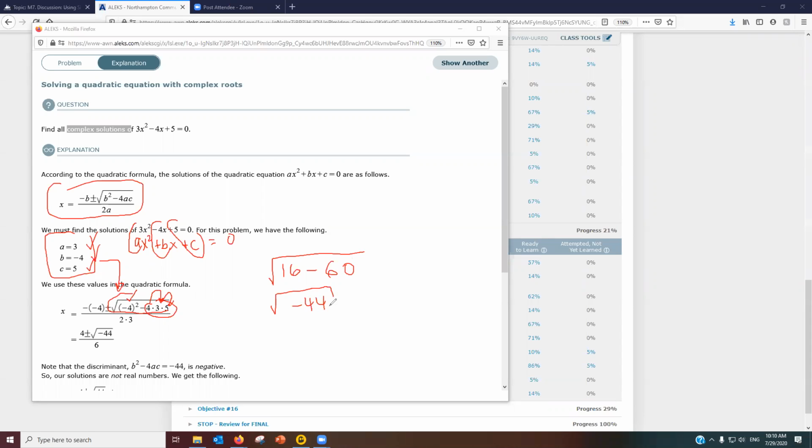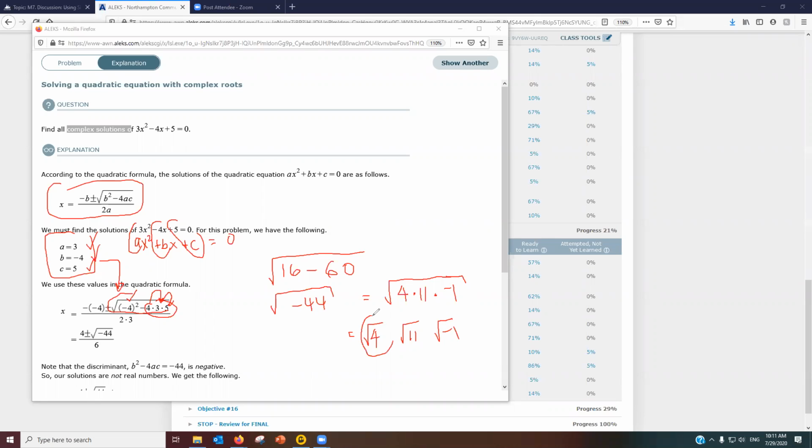So notice this is going to be the square root of a negative number. But here's what I'm going to do. I'm going to break this up to be the square root of 4 times 11 times -1. Remember, you want to break out -1 separately, because now I can break this up into separate square roots. It's going to be square root of 4, square root of 11, square root of -1.